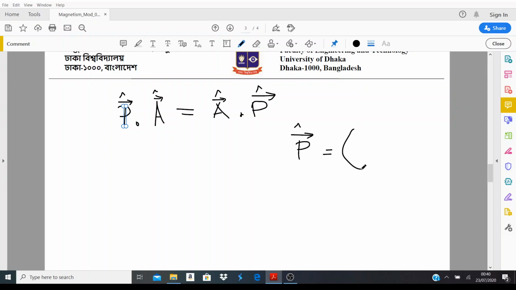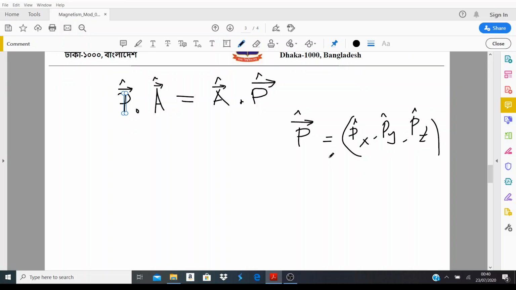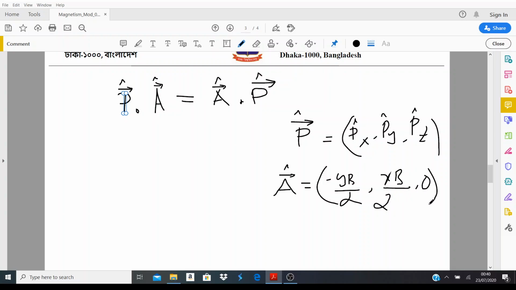For that, let us take the components of the momentum operator in 3 dimensions. We mentioned this in the previous lecture: px, py, and pz. In this problem, we also know the magnetic vector potential, because we derived it in the last lecture: the x component was yB/2, if I am not wrong, the y component was xB/2, and the z component was 0. That was our magnetic vector potential, and we need to put hats in this order.